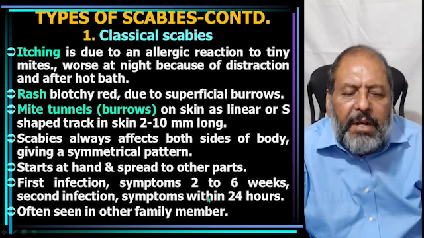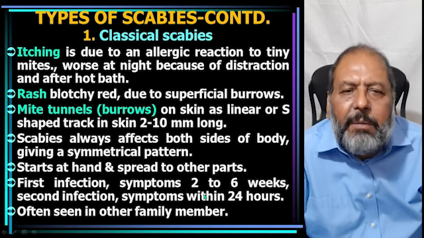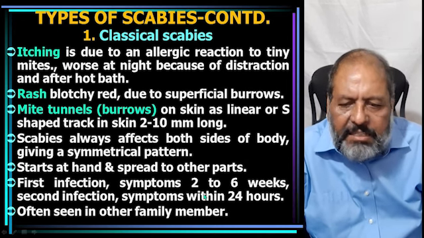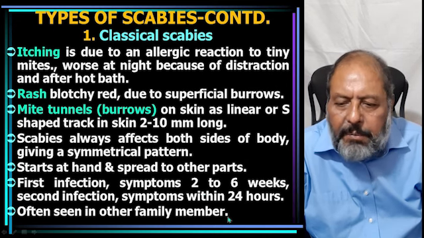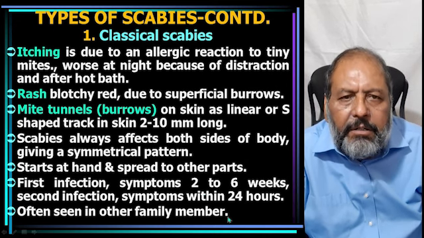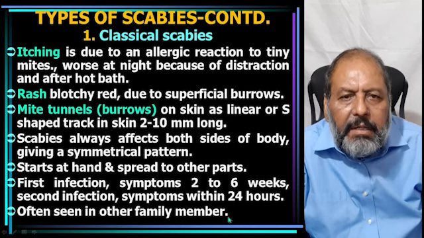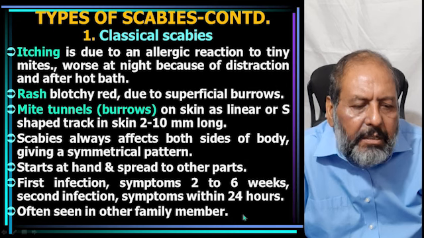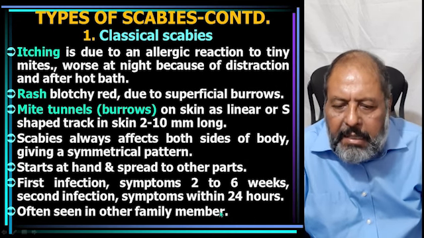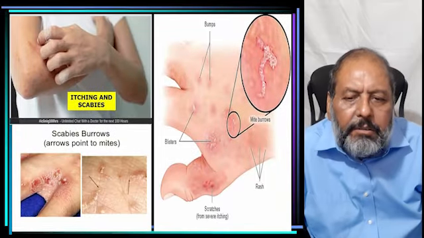Scabies always affects both sides of the body, giving a symmetrical pattern of rashes. It starts at the hand and spreads to other parts. In the first infection, the symptoms appear in 2 to 6 weeks, and in a second infection, symptoms appear within 24 hours. It is often seen in other family members also.